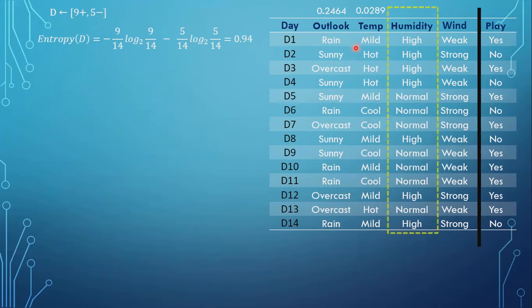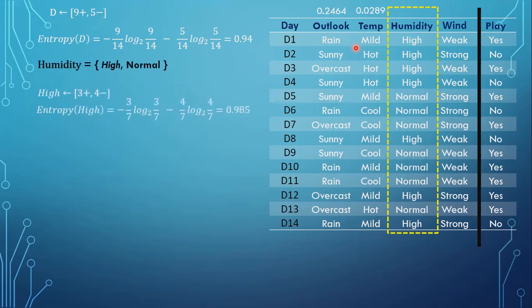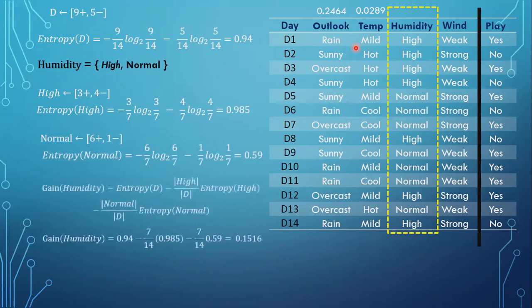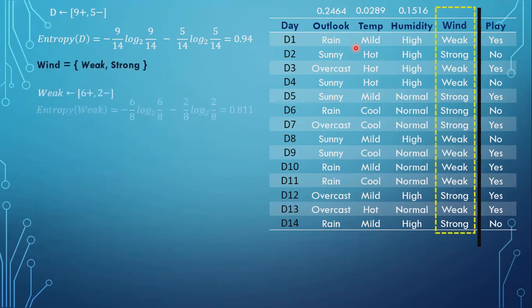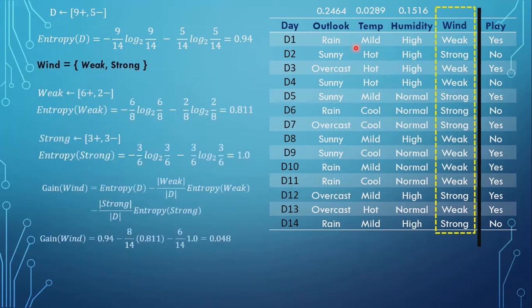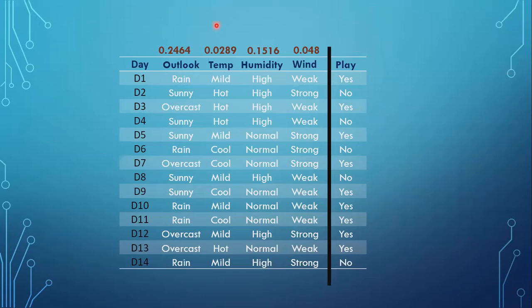Now for humidity, we will calculate the entropy. We have 2 possible values, high and normal. For high, we have 3 positive and 4 negative examples. So the entropy is 0.985. And for normal, we have 0.59. So the information gain is 0.1516. Similarly, for wind, we'll calculate the information gain, where the gain will be equal to 0.048. So now we have calculated all the 4 information gain values for all the 4 features.